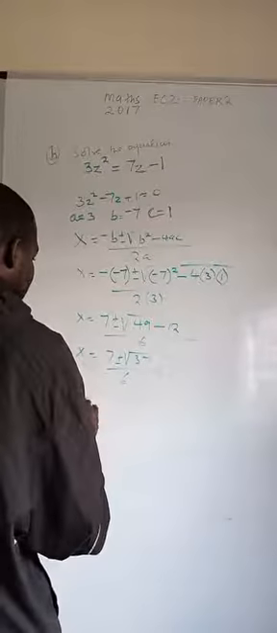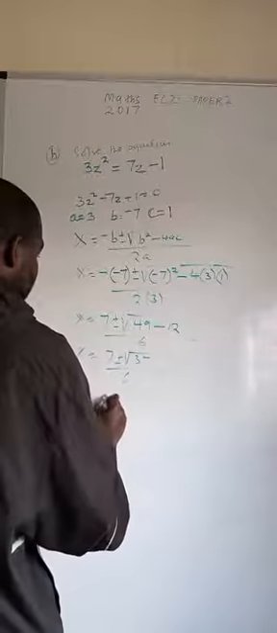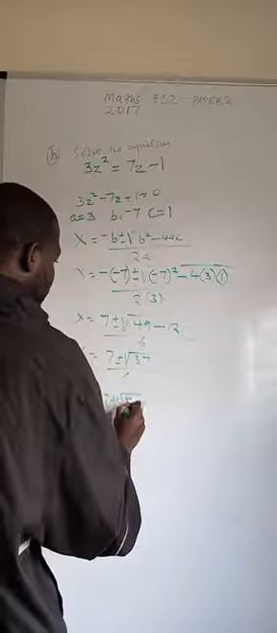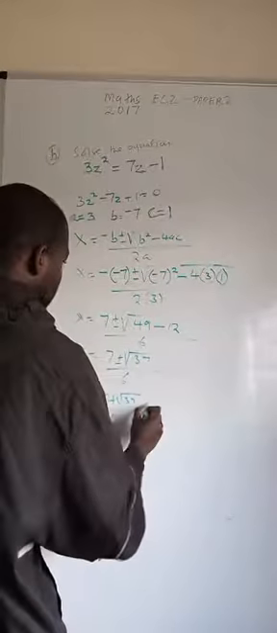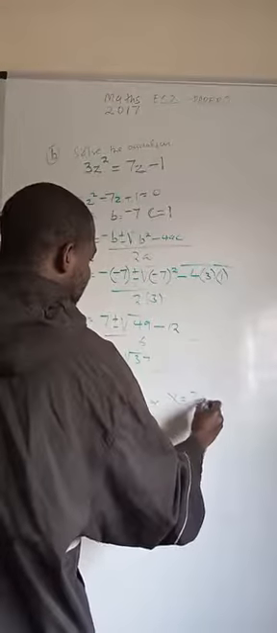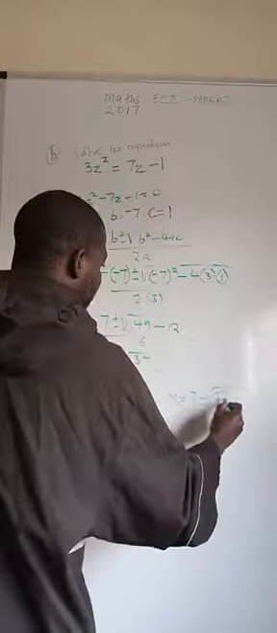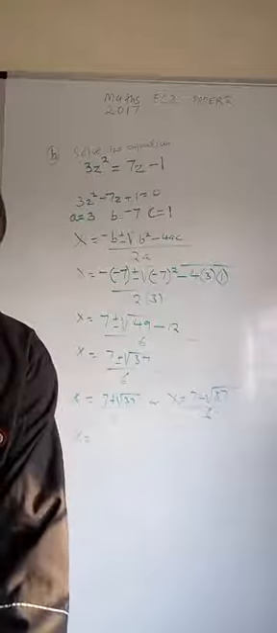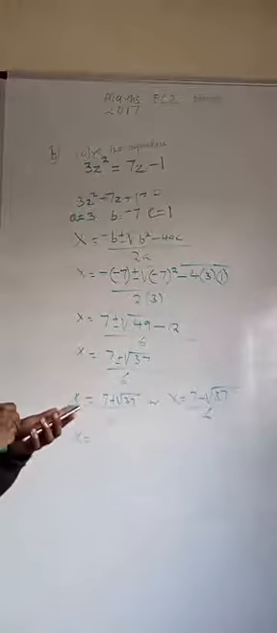So you say x is equal to 7. You pick one sign there. Plus square root of 37 over 6. Or x is equal to 7 minus square root of 37 over 6. So you say x is equal to. Pick your calculator. What do you have?